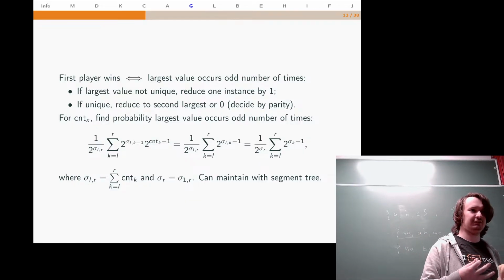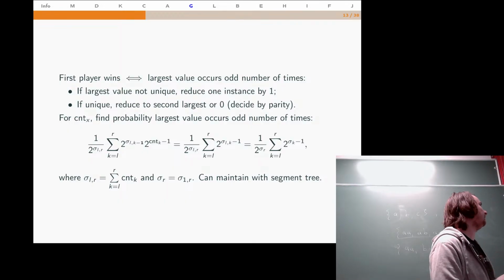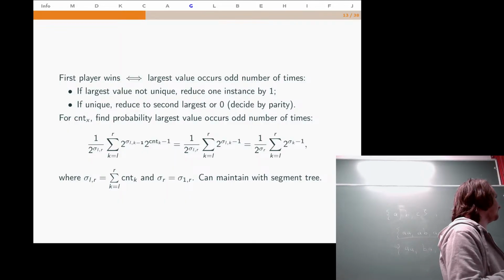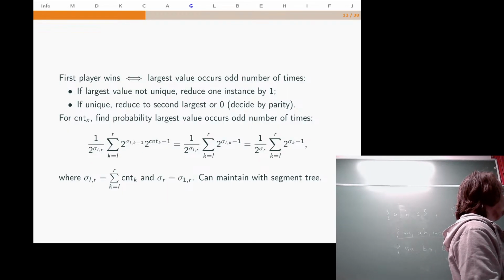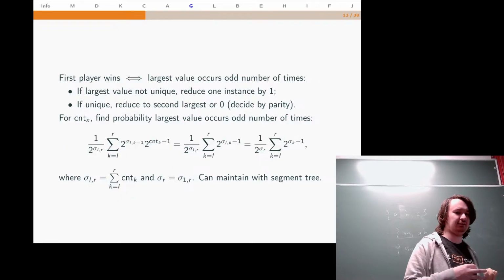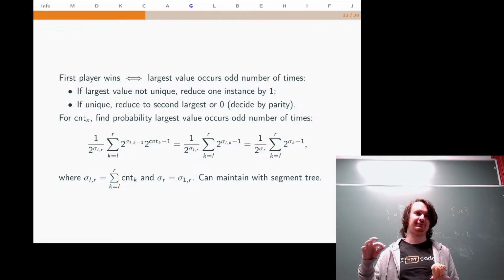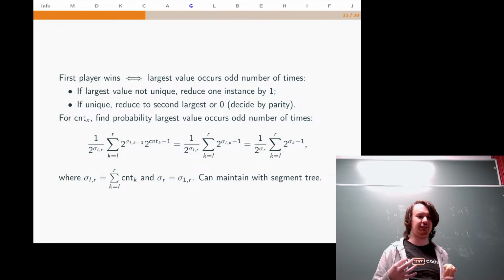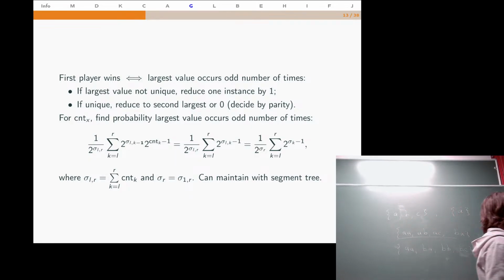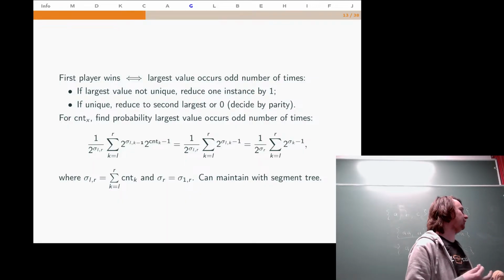So this is the winning strategy, and this means that we need to find the probability that when we pick a specific subset, the largest value will occur exactly an odd number of times. So we are given this count CTX for every value of x.